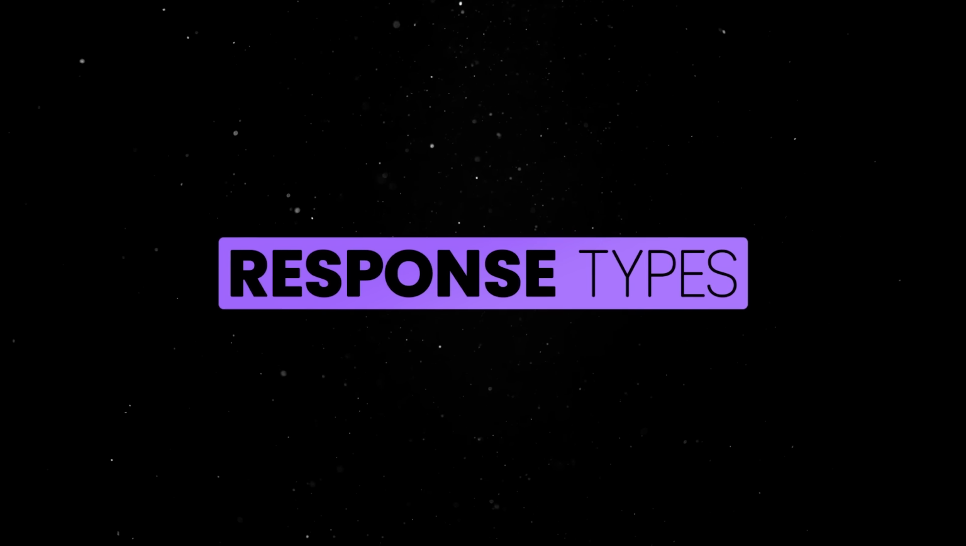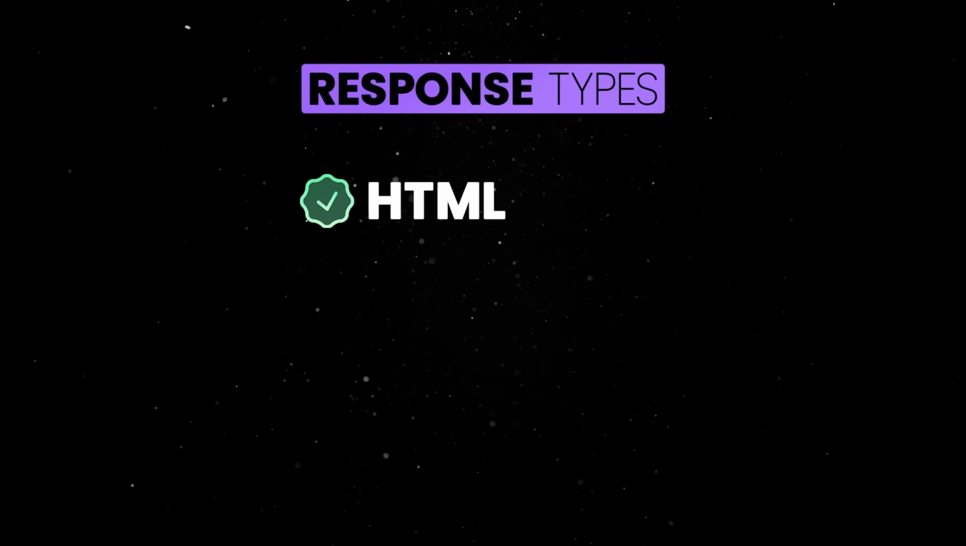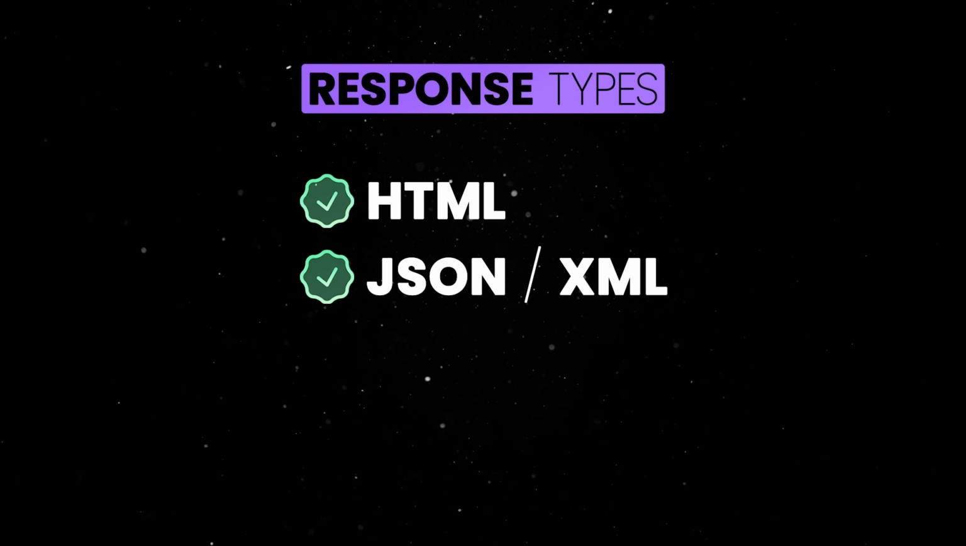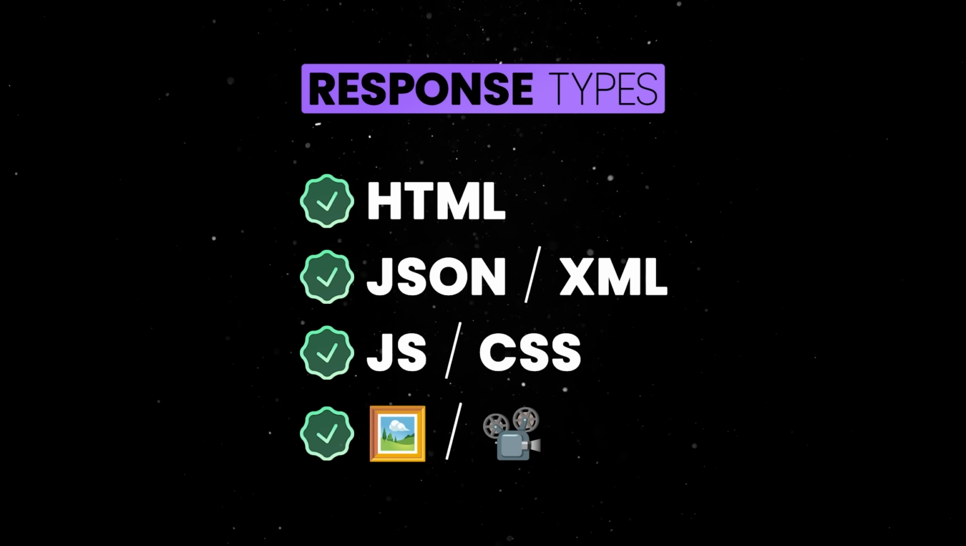There is a wide range of response types you could receive from the server, but when working with the front end, you could expect the following: HTML responses describing the layout of web pages, JSON or XML files usually sent as responses from REST APIs, JavaScript and CSS files, static assets like images or videos.